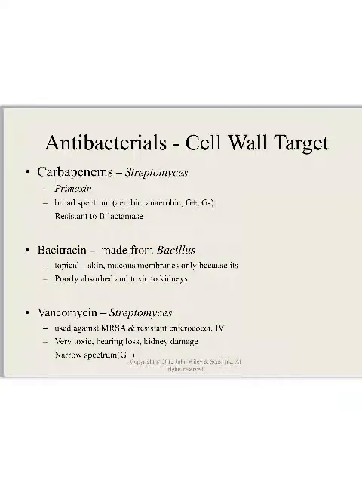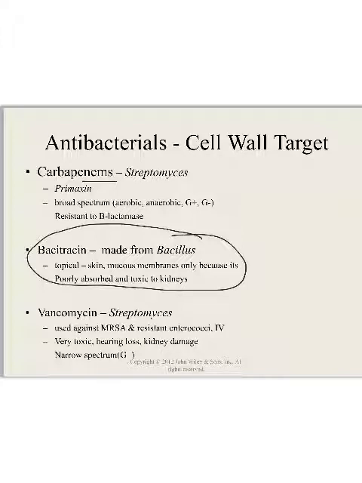Okay, so here are more that target the cell wall. These are carbapenems, bacitracin, and then vancomycin. Carbapenems, an example is Primaxin. It's broad spectrum, and it's resistant to beta-lactamase, so it doesn't get broken down. Bacitracin, know that it is used topically, so it doesn't get absorbed very well, and it's toxic to the kidneys, so you don't want to give it to somebody. And then vancomycin is used against MRSA and some resistant enterococci.